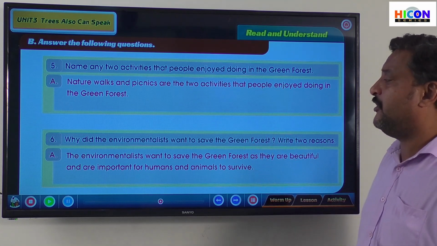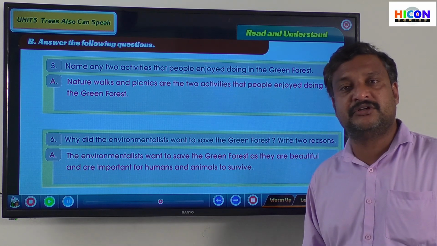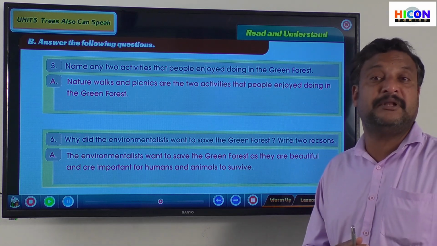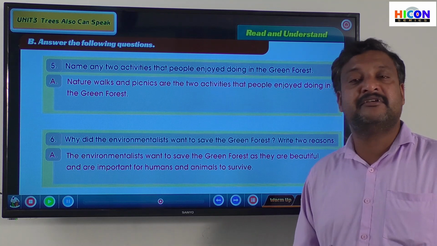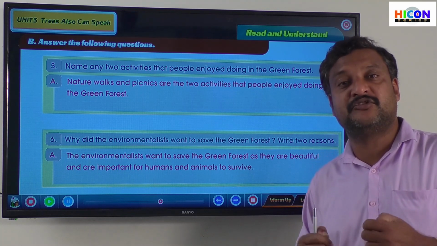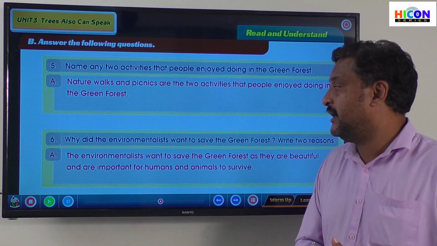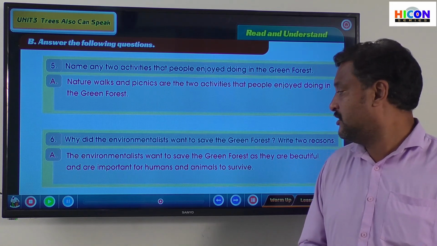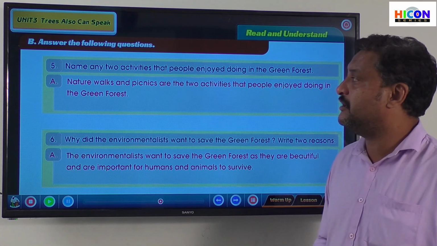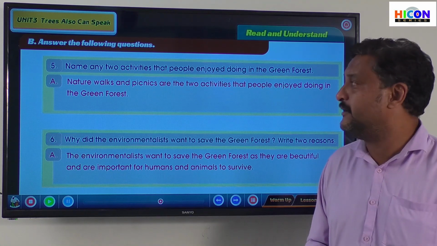So these people, the environmentalists, have actually understood the importance of these plants and how beautiful they are and the need by which they have to be preserved, they have to be protected, right? And that is why they want to save the forest. Okay. So now two more questions have come over here. We will read these questions once again.